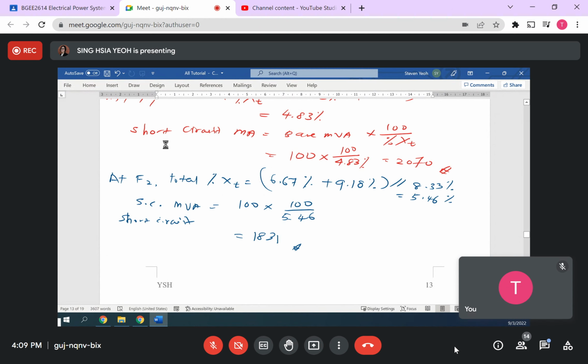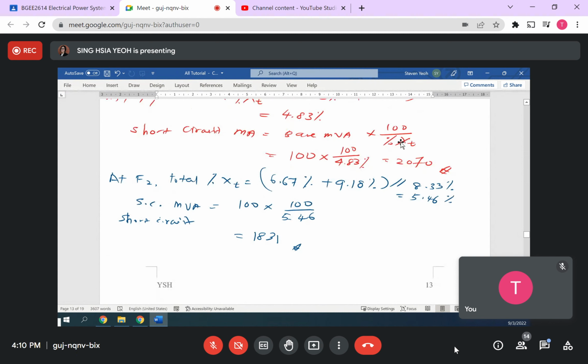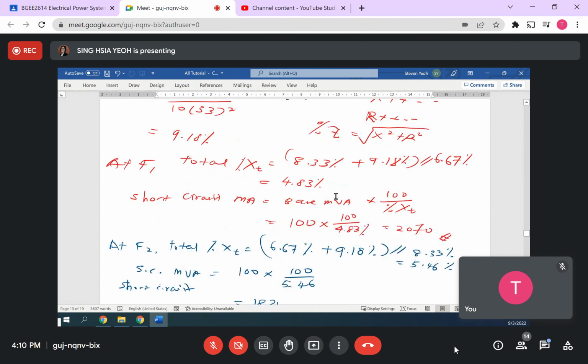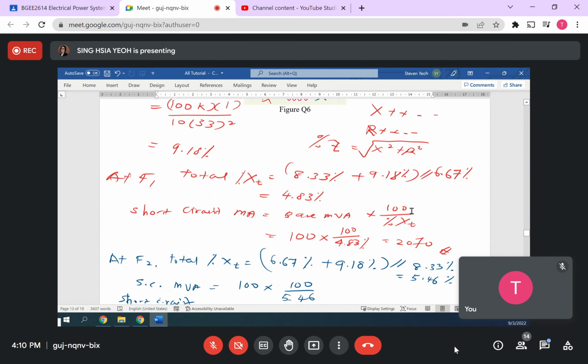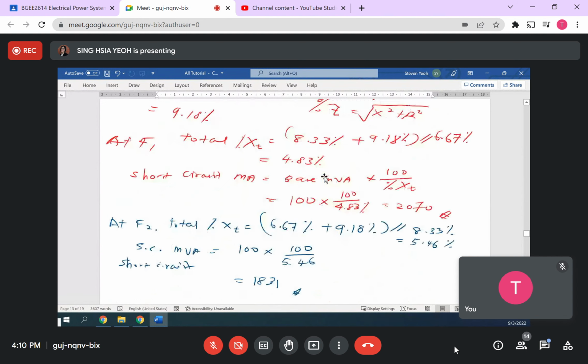The formula is short circuit MVA equals base MVA times 100 divided by the percent X. This equation is very easy. The base is already fixed, 100. Then percent X total is the total percent impedance or reactance until the fault position. If the fault is here, that means here and here in series, then parallel with this side. That's it. Then you substitute in and you get the answer.